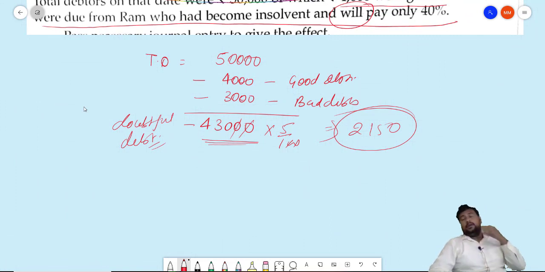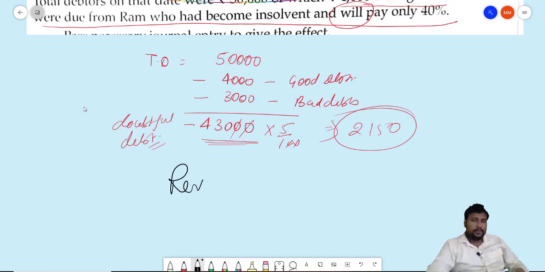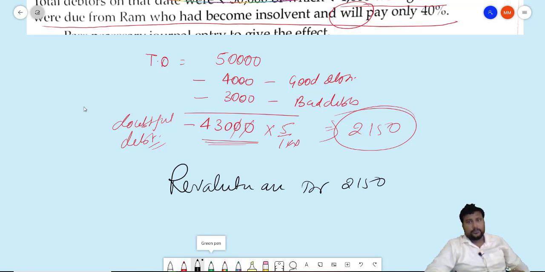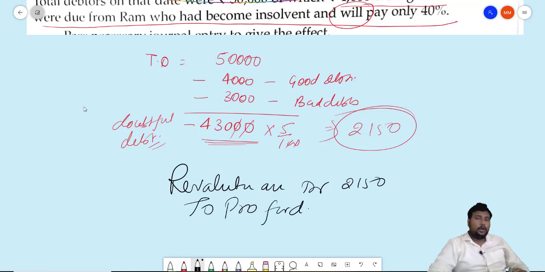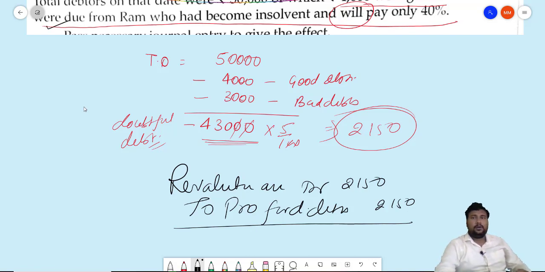So when we have provision for doubtful debts and it is increasing, we have a loss on revaluation. So the entry will be revaluation account debit, and how much? 2150. To provision for doubtful debts, and that is how much? 2150.